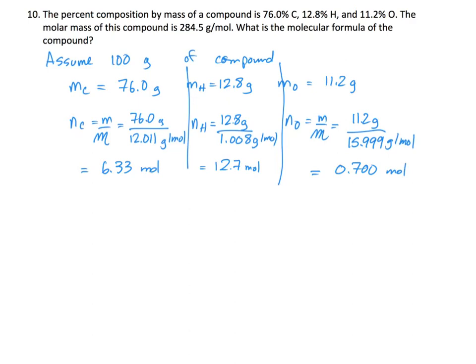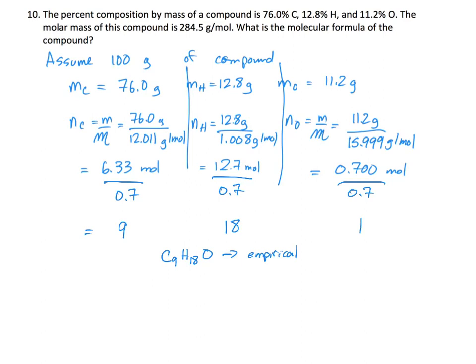So now we know the ratio of the 3 moles, and we want a whole number ratio ideally. So what we're going to do here is divide each one of these by the smallest, which is 0.7. Which gives us a ratio of 9 to 18 to 1. So we know that our compound must have an empirical formula, C9H18O. Now we don't really know at this point if that's the molecular formula or not. We know this is the empirical formula.